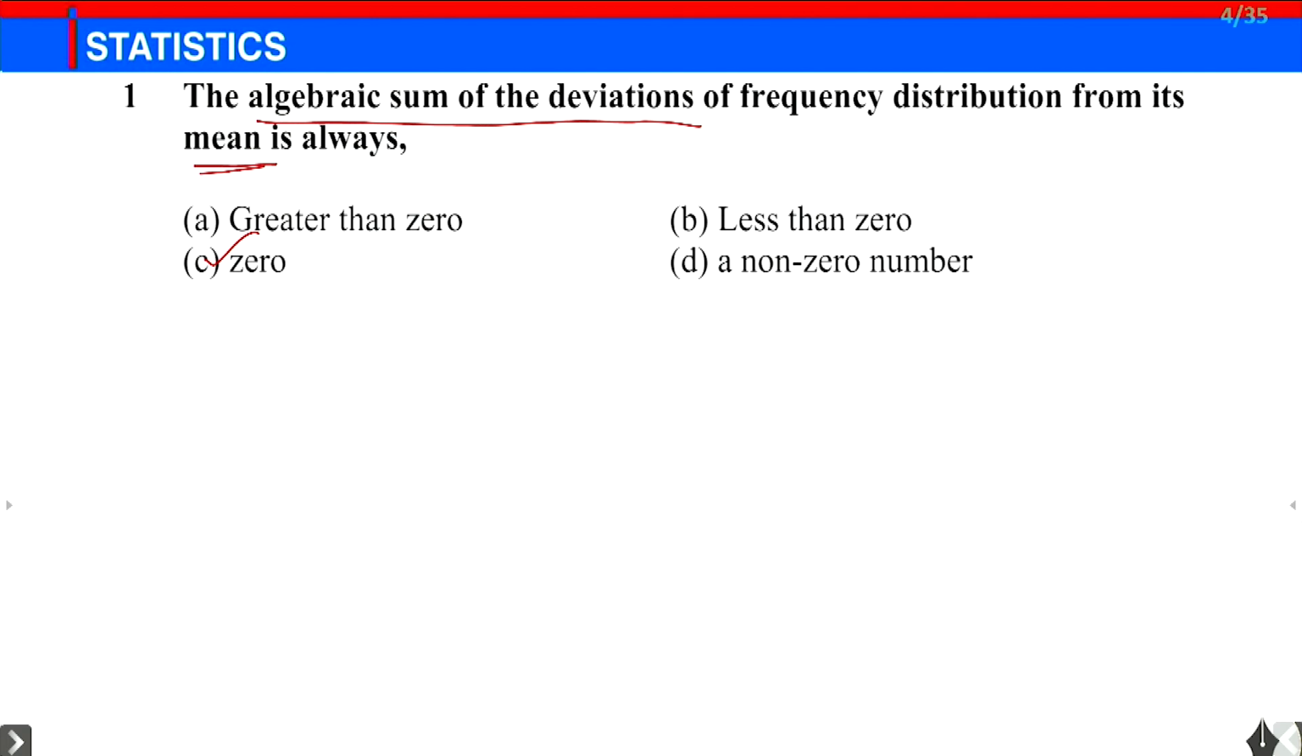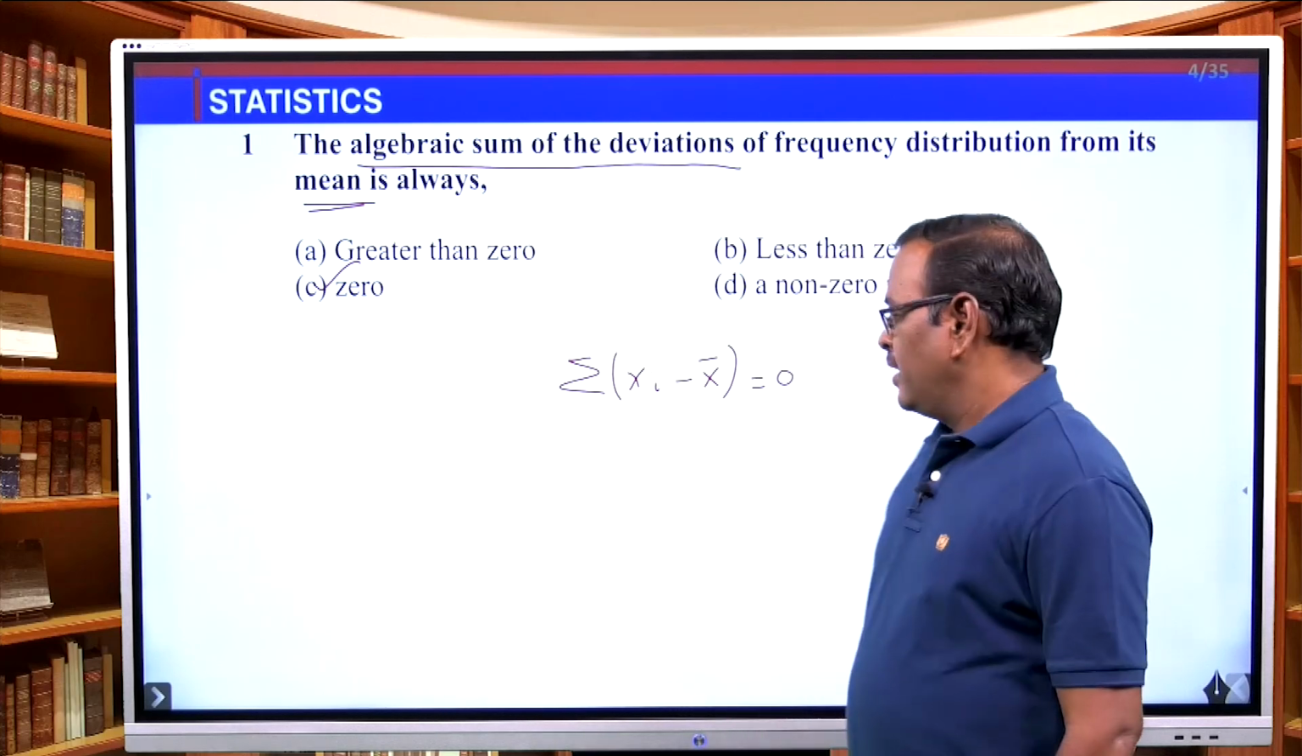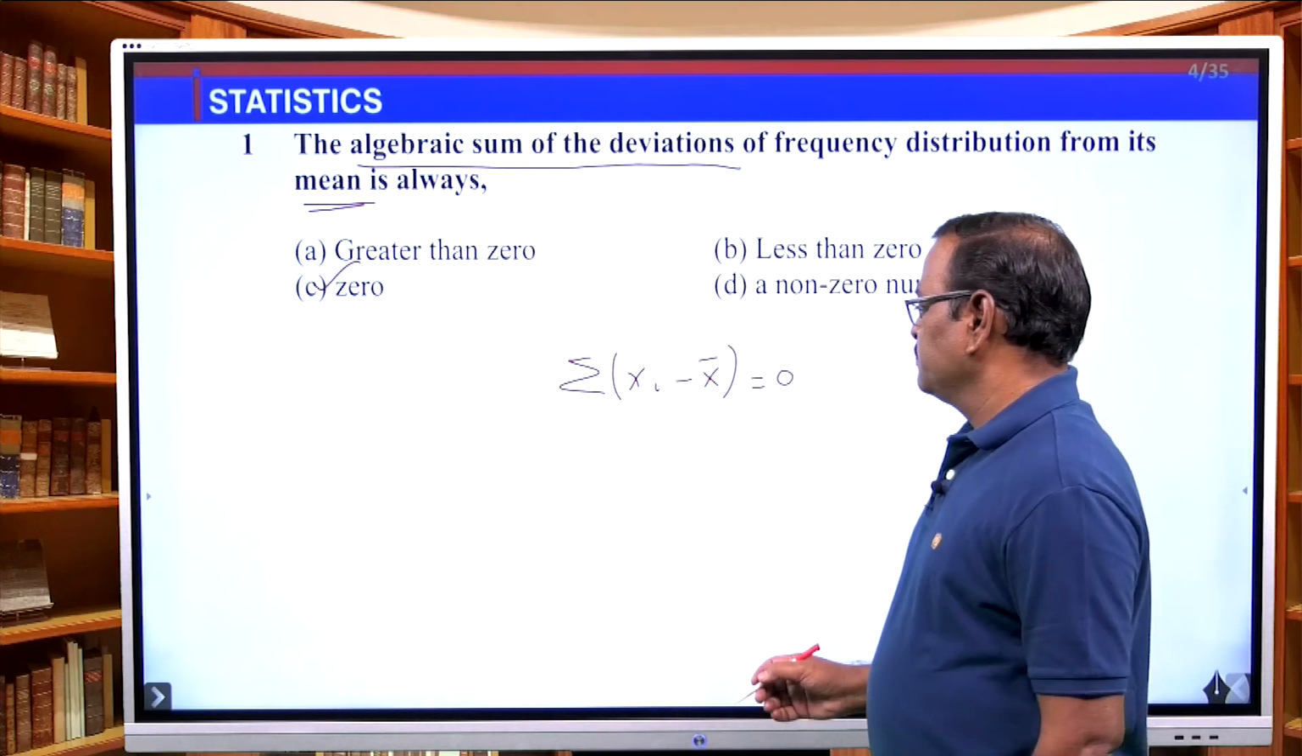I will explain in two ways. One is sigma xi minus x bar equal to 0. This is one of the theorems in mean. I will explain by using an example.